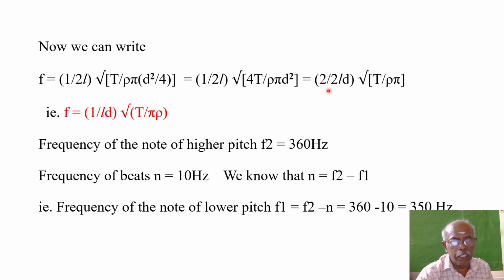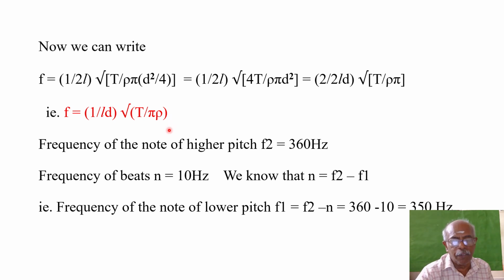So instead of 1 by 2L, you write 2 by 2L. Similarly, you have a d squared here inside the square root. When it comes out, it will become d. So the factors outside the square root are 2 by 2Ld. What is inside the square root? Square root of T by rho. So F is equal to, 2 and 2 get cancelled, 1 by Ld, square root of T by rho. This is the new equation for the frequency of the string.